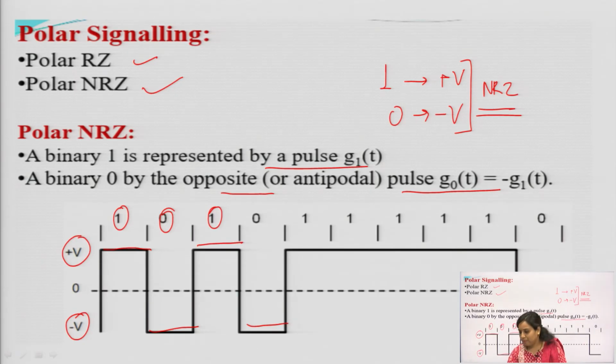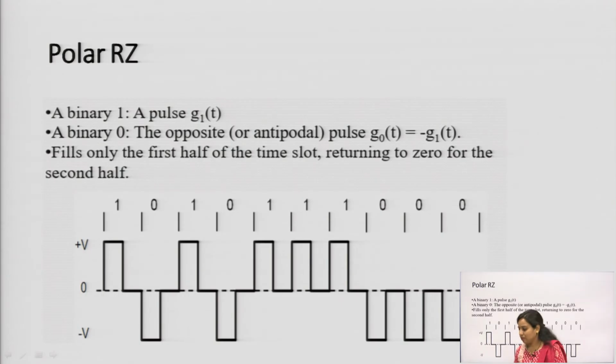What will be done in the polar RZ case? For the half bit duration, it will revert back to 0 voltage, that is 0 volt. Then in this case also it will reach back to 0 voltage after the half bit duration. So, this is how you are going to draw the return to 0 case. You can see in this waveform also that for 1 this will return back to 0, for 0 it will return back to 0.